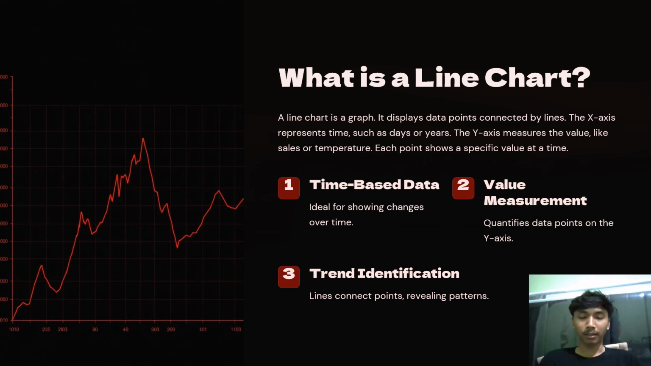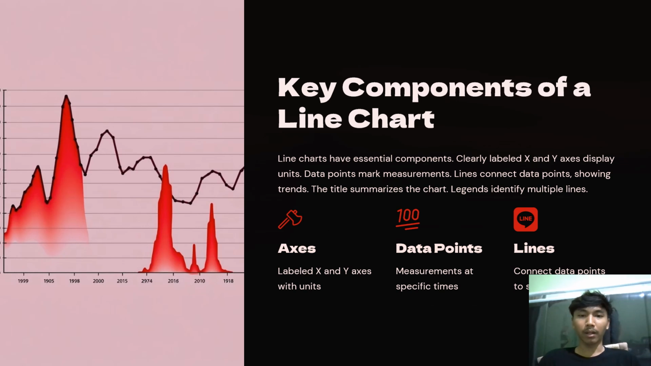Then there are three functions about the line chart. The first one is time-based data. It is ideal for showing changes over time. The second one is value measurement. It quantifies data points on the y-axis. The last is trend identification. Lines connect points, revealing patterns. And in the next slide, we talk about the key components of the line chart.